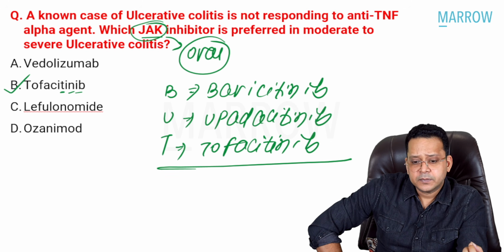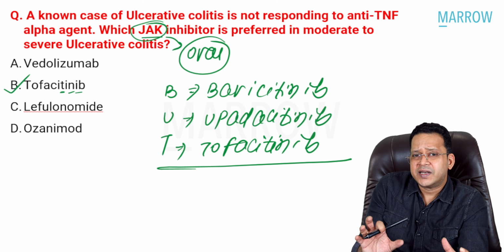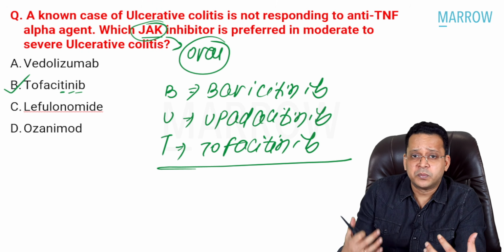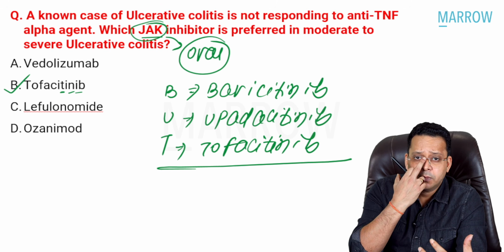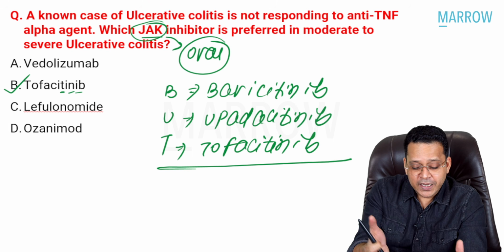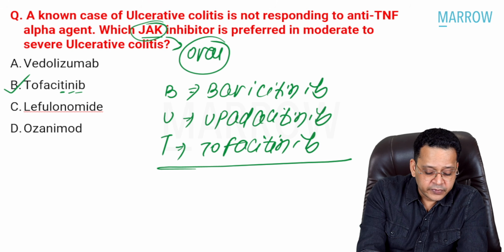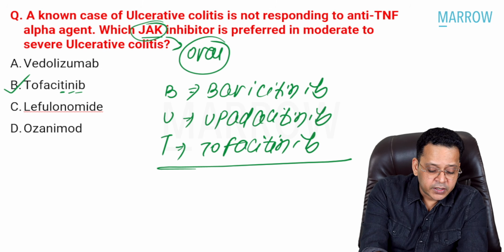So again, as I have said, try to find out how drugs are named nowadays. The drug companies are very smart. They name a drug keeping in mind its mechanism. So, as here, in the case of PARIB, you could have answered tofacitinib just by looking at the name of the drug.